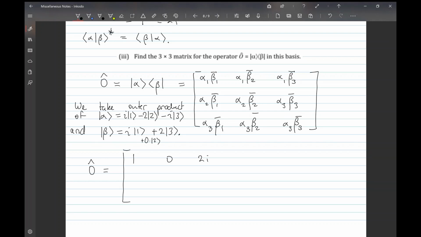We go to the second coefficient of alpha, that's minus 2. Minus 2 times minus I, that's 2I. Minus 2 times 0, again it's 0. And minus 2 times 2 is minus 4. Now we fix the last guy. Minus I times minus I is minus 1. Minus I times 0, of course, is 0. And minus I times 2 is minus 2I. And that is the outer product of those two vectors in this basis.